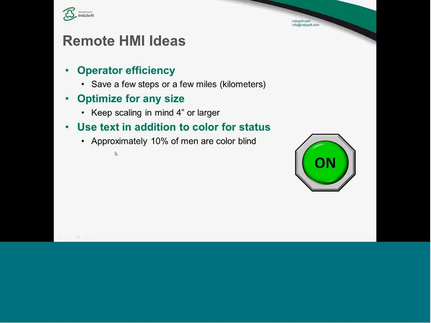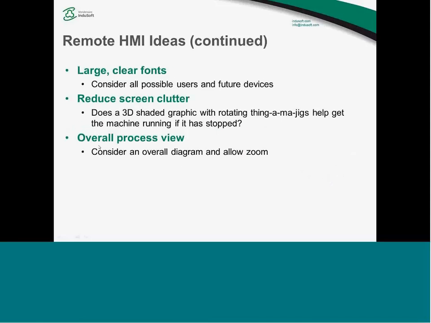Also, it's a suggestion to use text in addition to color for status. Maybe show the word on or the word automatic, because it turns out that about 10% of men are colorblind, and changing colors is maybe not the best way to show status. Also throw a word on there to help that be a little bit more visible. So that's an idea too.